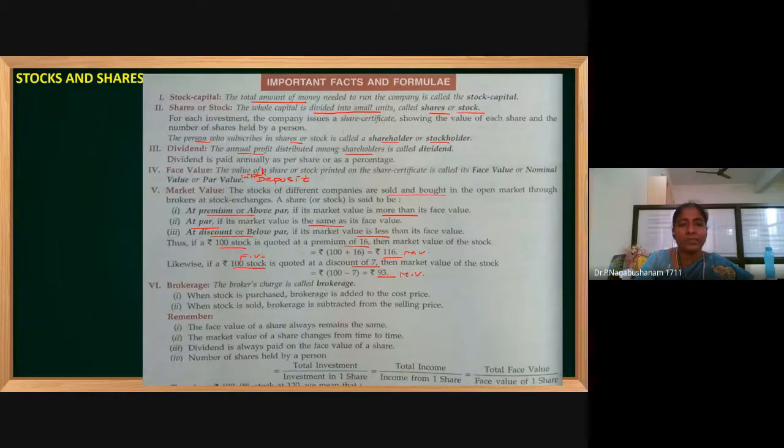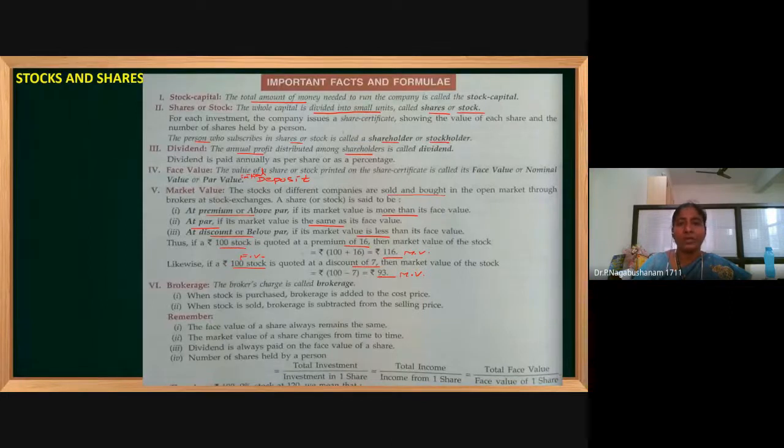Now coming to the sixth point, the brokerage. For example, tomorrow if I want money, I may sell the share. I have deposited 100 rupees, it has increased to a market value of 106 rupees. I will sell the share. If this is a share in a company, how many shares I am having, how many 100 rupees I have deposited, how much the market value is now, how many 106 rupees it has developed.